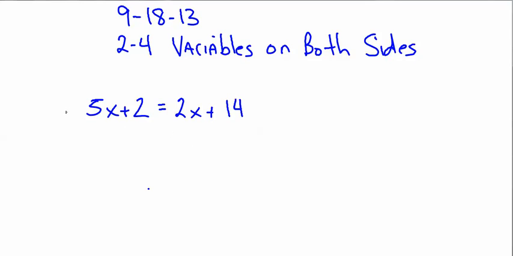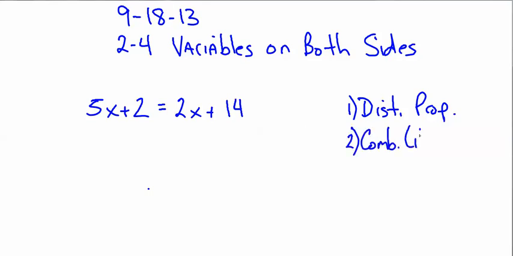Alright, you want to scan this problem first with your eyes and look for number 1, distributive property. Okay? Is there any distributive property that needs to be done here? No, there's not. There's no numbers next to parentheses. And 2, for combining like terms. When you're combining like terms, you're looking, is there anything that I can combine on the left side of the equation? No, there's not. And then you look to the right side to see if there's anything that you can combine. And there's not there either.